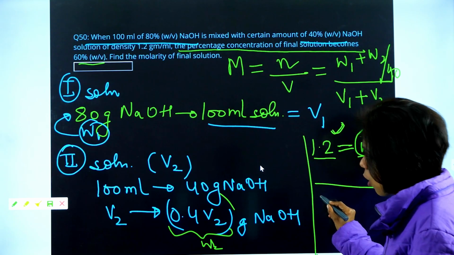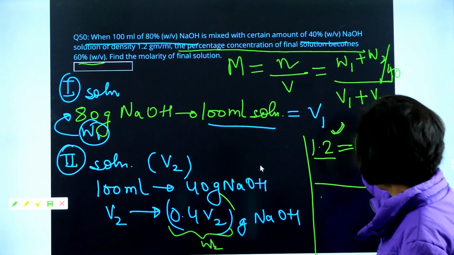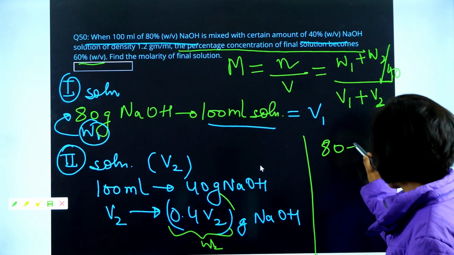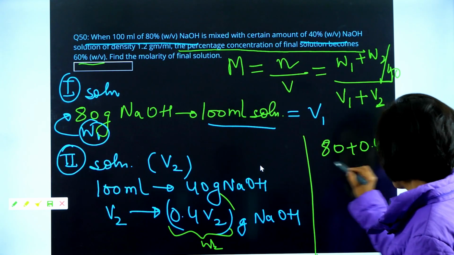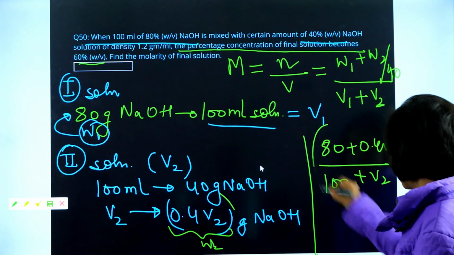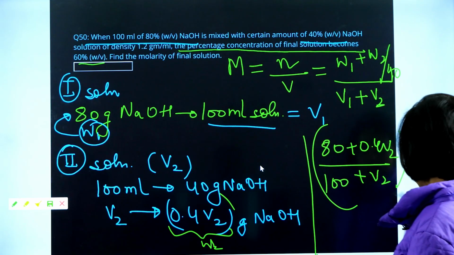The mass from first solution, let me write it here. The mass from first solution is 80. The mass from second solution is this, W2. The volume from first solution is this, V1. The volume from second solution is this, V2. This into 100 is equal to 60.